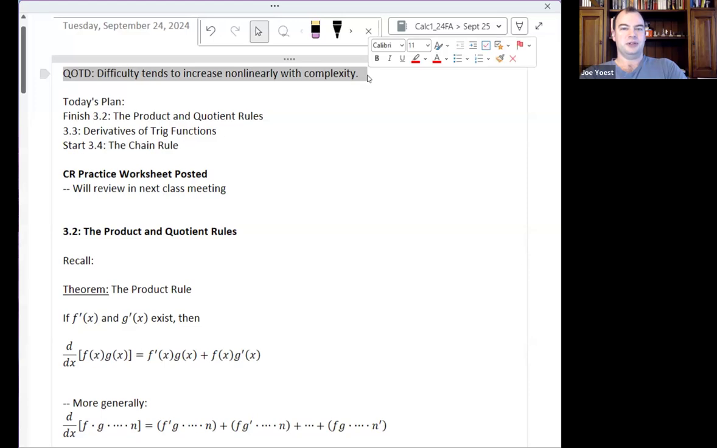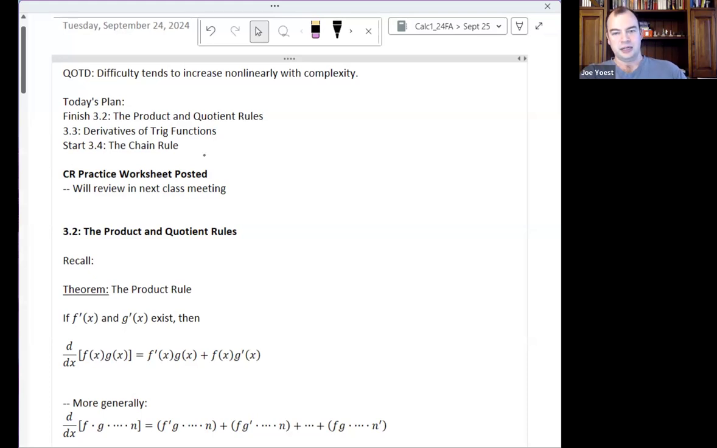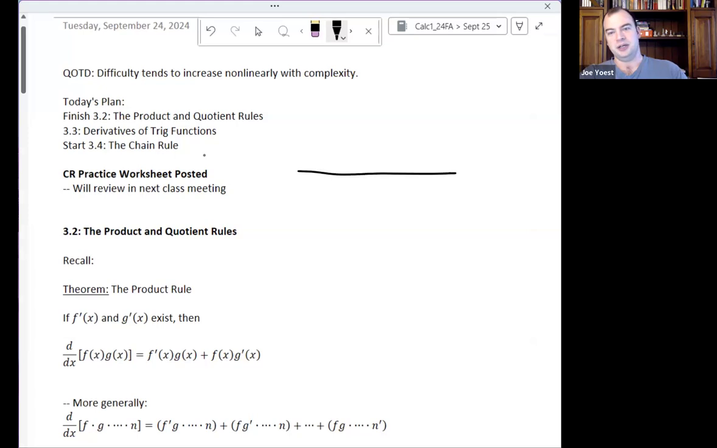The quote of the day for today is that difficulty tends to increase non-linearly with complexity. So the idea here is, especially relevant to math, and I think also relevant to life, that if we're looking at solving a math problem in this way, and we start out with a certain amount of complexity, an easy example to think of is, for instance, solving a linear equation.